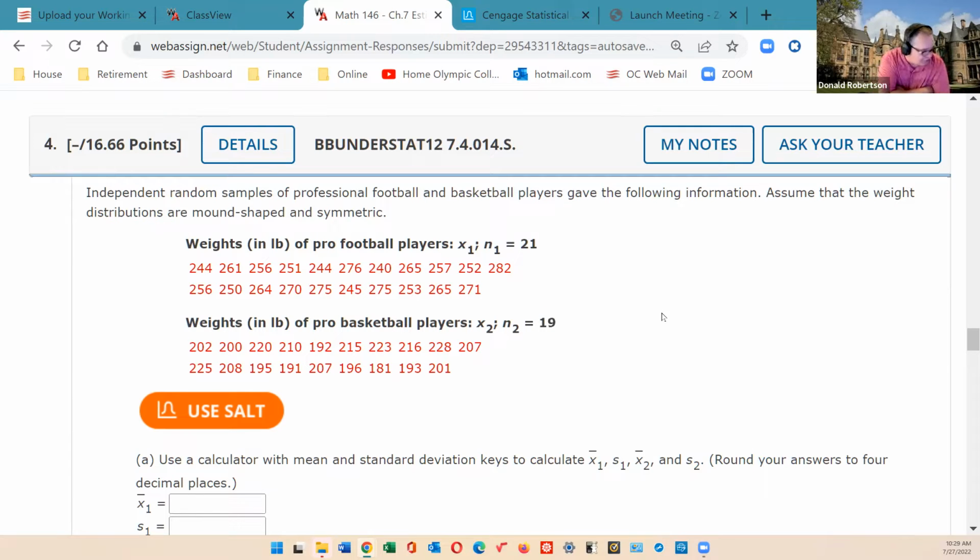Looking at raw data, do you think there's any difference between the two groups, basketball against football player? Aidan, what do you think's the heaviest?